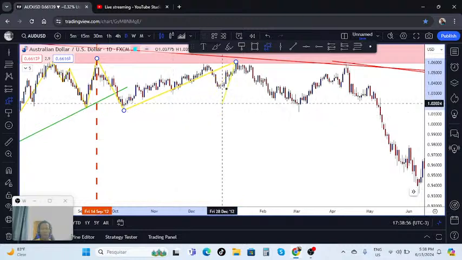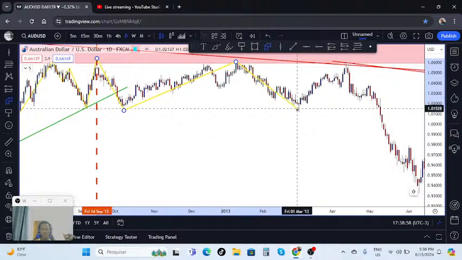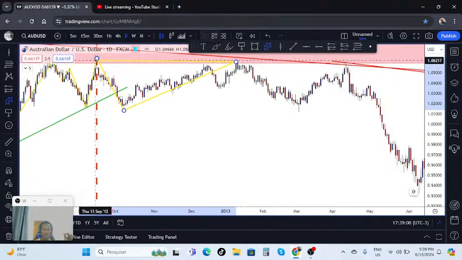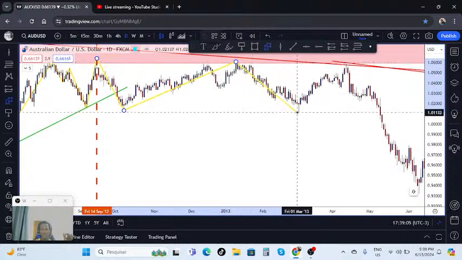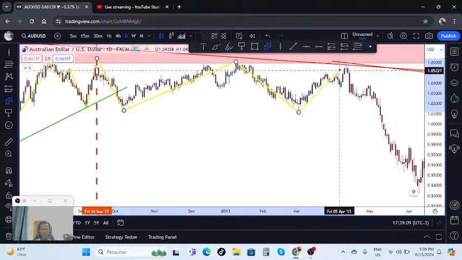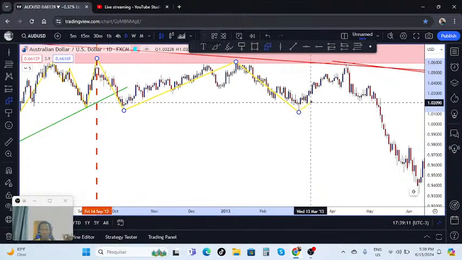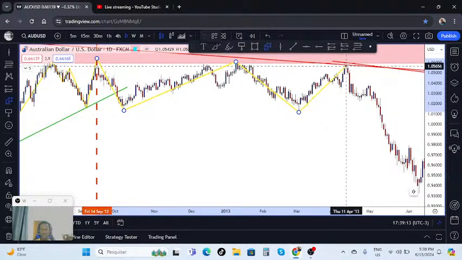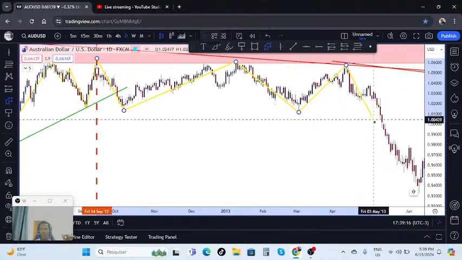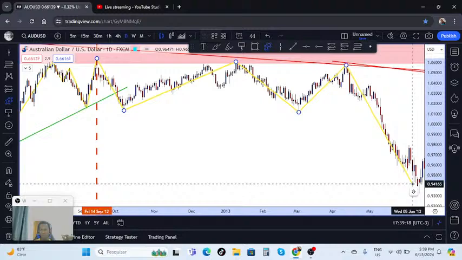All right, let's continue. So this is a retracement also. This is an extension, this is a retracement. This is an extension, and this is a retracement. You can see the market is making higher highs, higher lows, higher highs, higher lows, higher highs, right here. Then the market made a long extension leg.